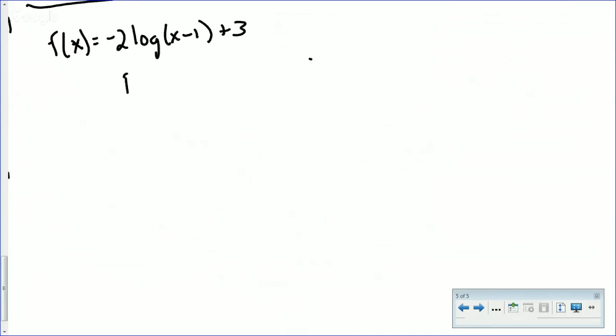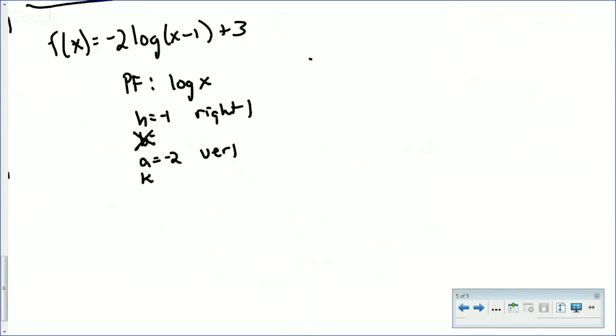Okay, we'll start with the parent function, which is log of x. And we go down our letters, H, B, A, K. So H is the -1. So it goes right 1. B, there isn't one. That'd be this number right here. A is -2. So that is a vertical stretch by 2. And it flips over the x-axis. And K is +3. So that is up 3.